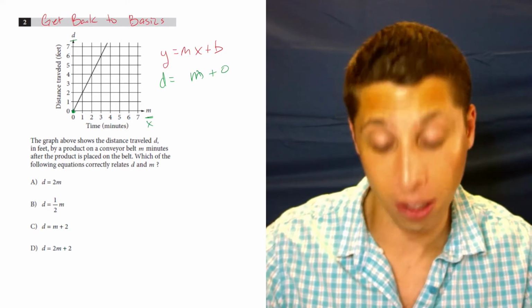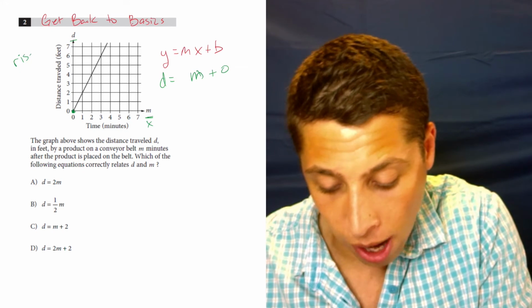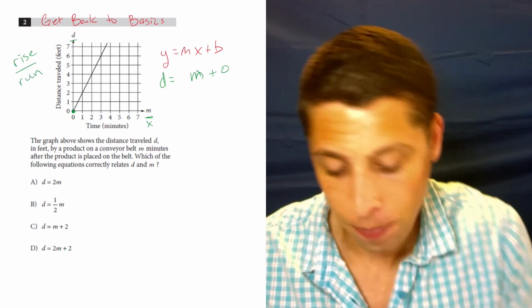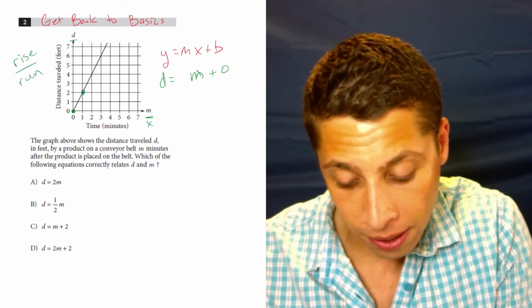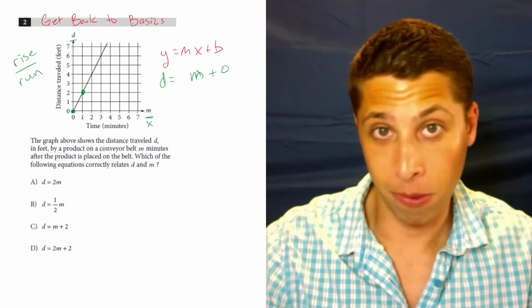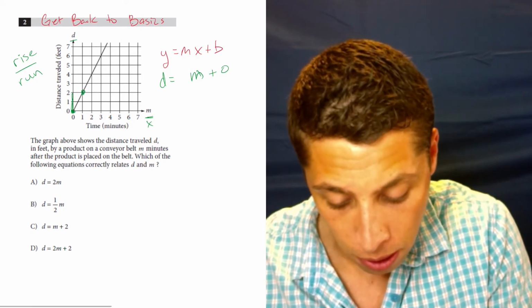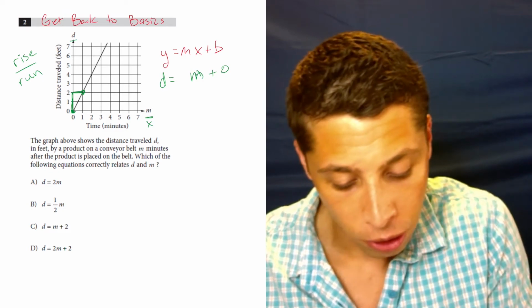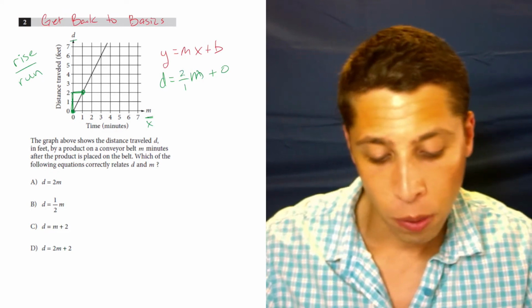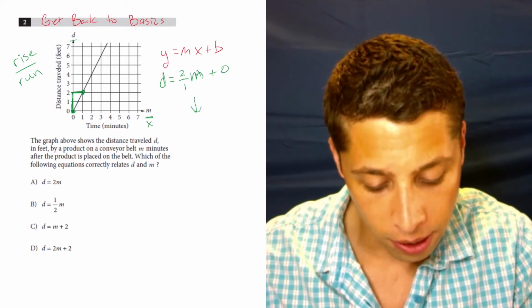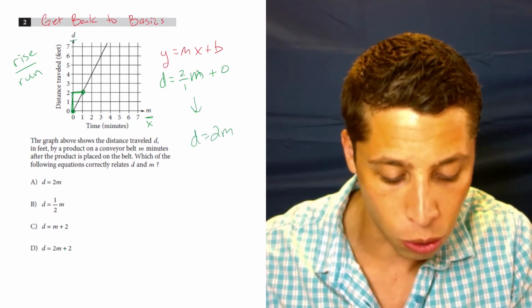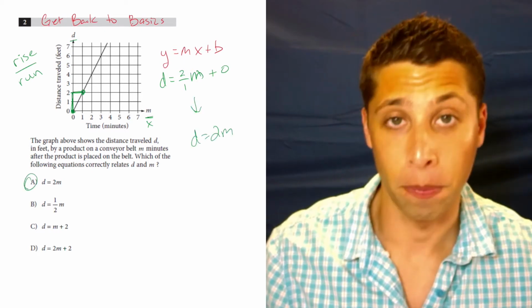So how do we find the slope? Well, slope is rise over run. So we can take any 2 points on this line and see how much we go up and how much we go over. So we go up 2 and then we go over 1. So my slope is 2 over 1, which we would simplify to just d is equal to 2m, which is the answer.